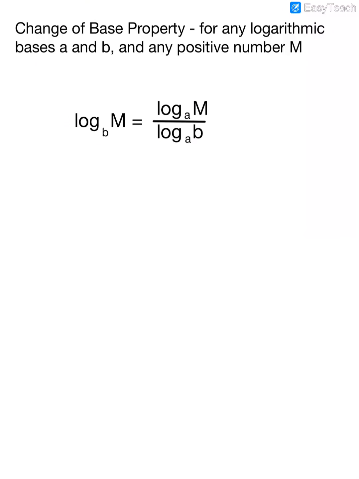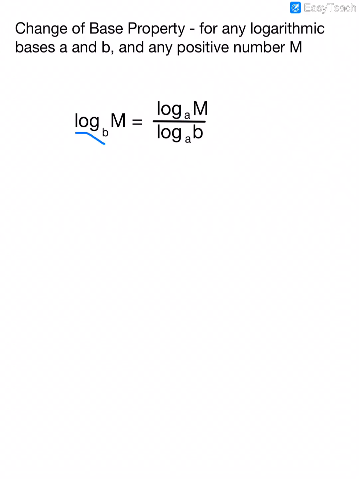All right, the last thing we're going to talk about is the change of base property. The change of base property says for any logarithmic bases a and b and any positive number m, we can take a logarithm that has any base, and we can separate it into 2 separate logarithms with a base that we choose. So if you'll notice, they're taking this log, it's log base b of m, but they're taking log of m and dividing it by log of b.